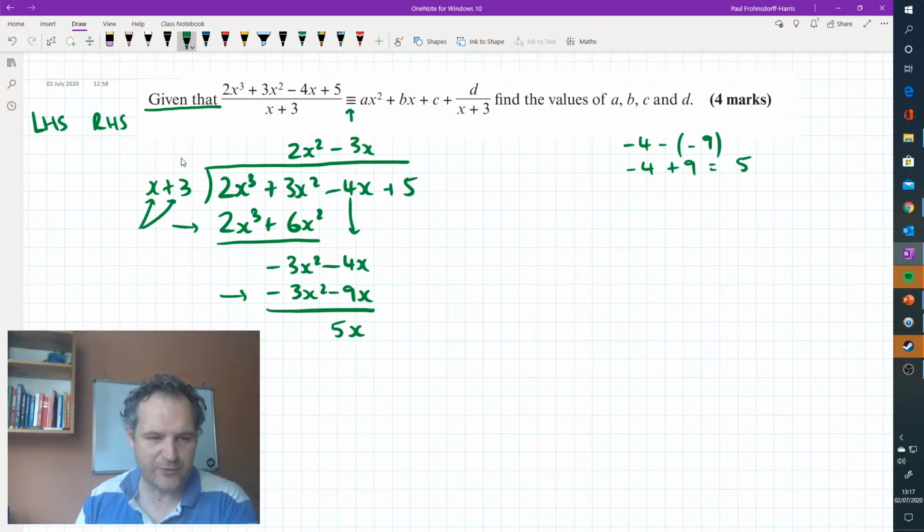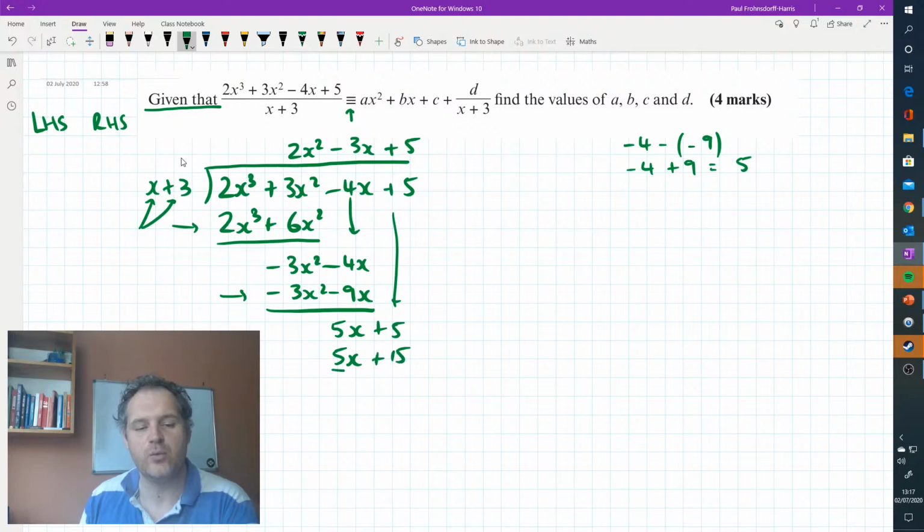So you've got 5x. How do I get 5x? I'm going to need to do plus 5. But that's going to give me, bringing down the plus 5, that's going to give me 5x, and it's also going to give me plus 15, which is going to be a remainder of minus 10.